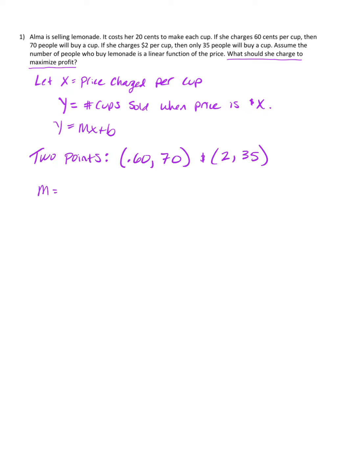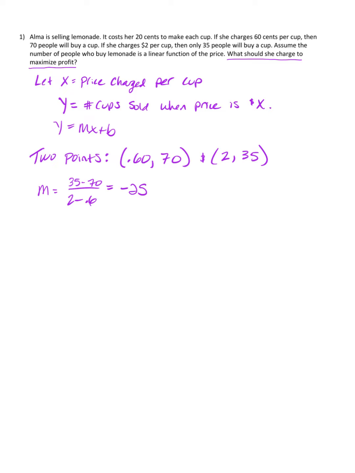So we subtract the y's. I have 35 minus 70 over the x's, which is 2 minus 0.6. And that simplifies to negative 25. So my slope is negative 25.